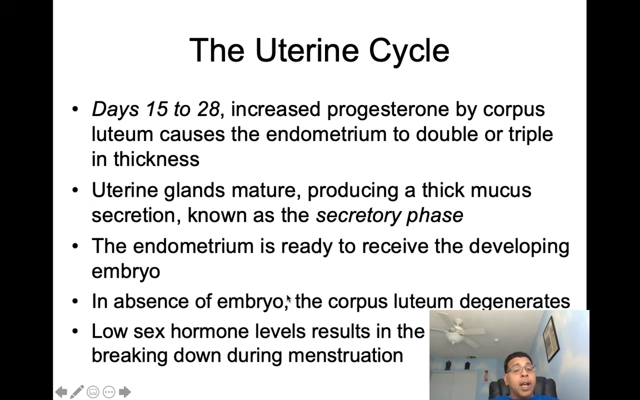Now, if this doesn't occur, the low levels of female sex hormones are going to result in the endometrium breaking down and causing menstruation to occur, as we can see right inside of here.